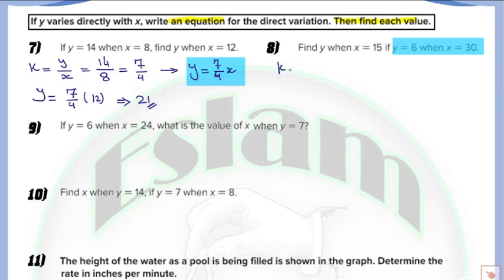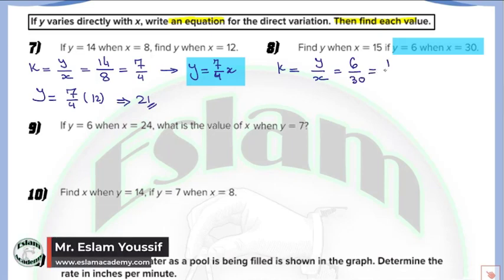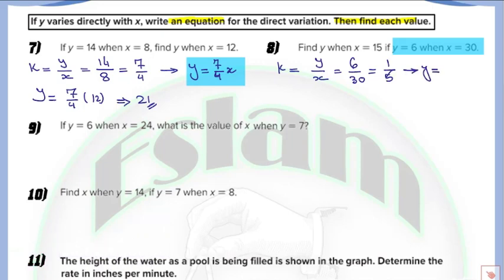Number 1, we just need to find the constant rate of change. We can find it by dividing y over x. y now is equal to 6 when x is equal to 30. By simplifying, you will find that the answer will be equal to 1 over 5. Once we find the value of k, we can write the equation. So y equals 1 over 5 x.